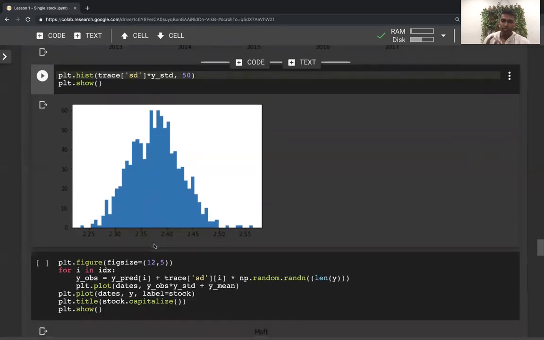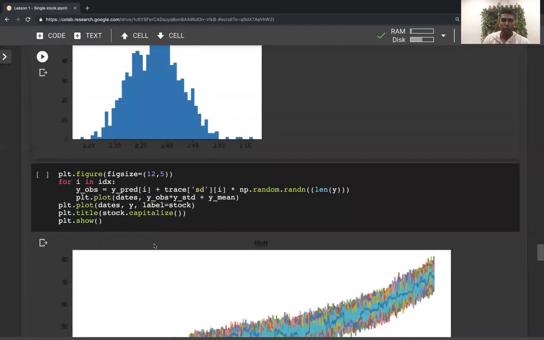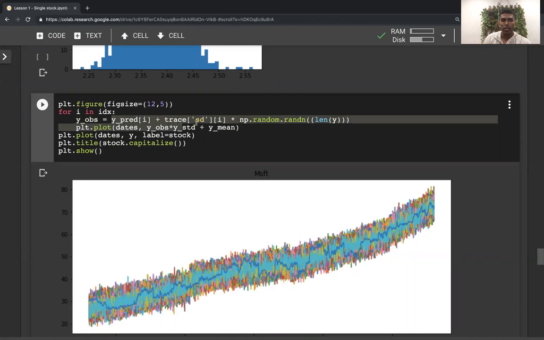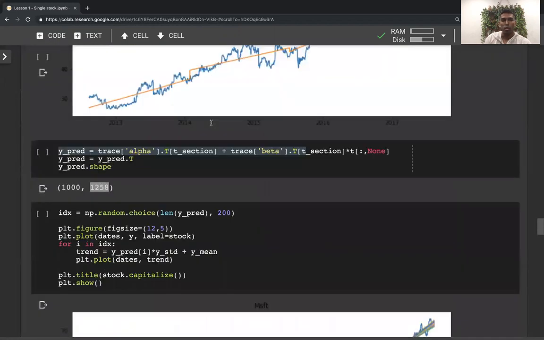Okay, so now that I had this as well, what I'm going to do is plot the y observations that I could have gotten, right? The y observation, remember, is my predicted line plus some normally distributed number. The reason I multiply that by trace SD is because that's exactly what I said when I was modeling this.